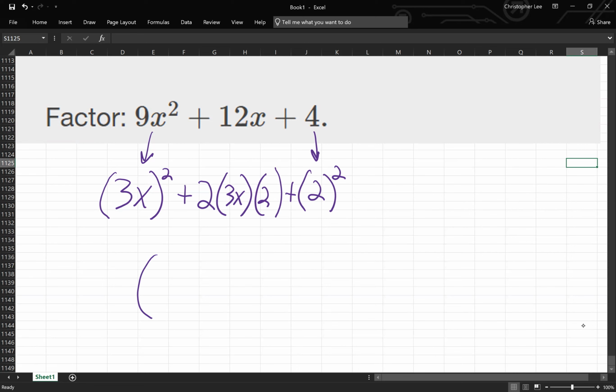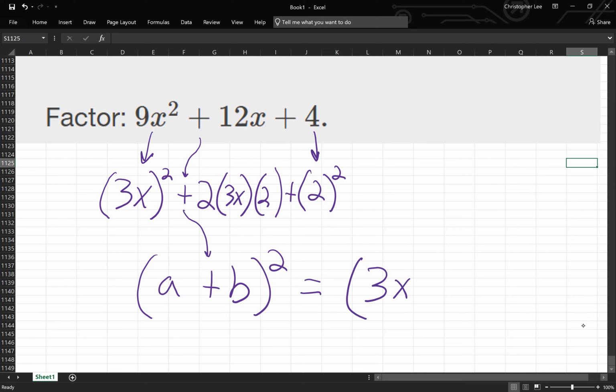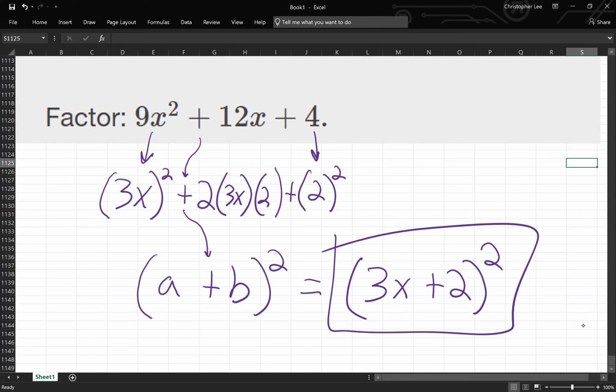My a term, remember this is (a + b) squared. How did I know it was the plus? Because the b term was plus, right? The same b term was plus. That's how I knew that. Anyway, (a + b) squared. What's my a? 3x. What's my b? Plus 2, squared. That's the answer. I'm done.